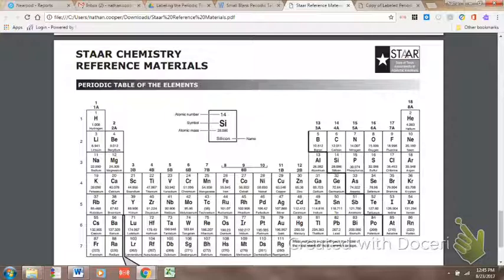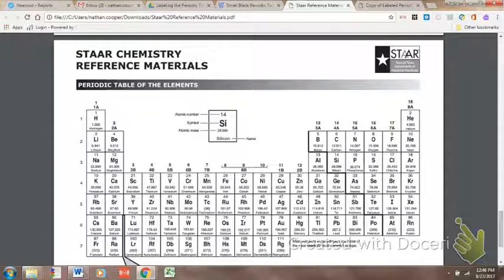So the first thing I'm going to cover here is I'm going to use this periodic table only and try to make sense of knowing the arrangement of the periodic table. First things first, the periodic table is arranged into columns and rows. There's 18 columns, and the columns are vertical on the periodic table, meaning that they go up and down.